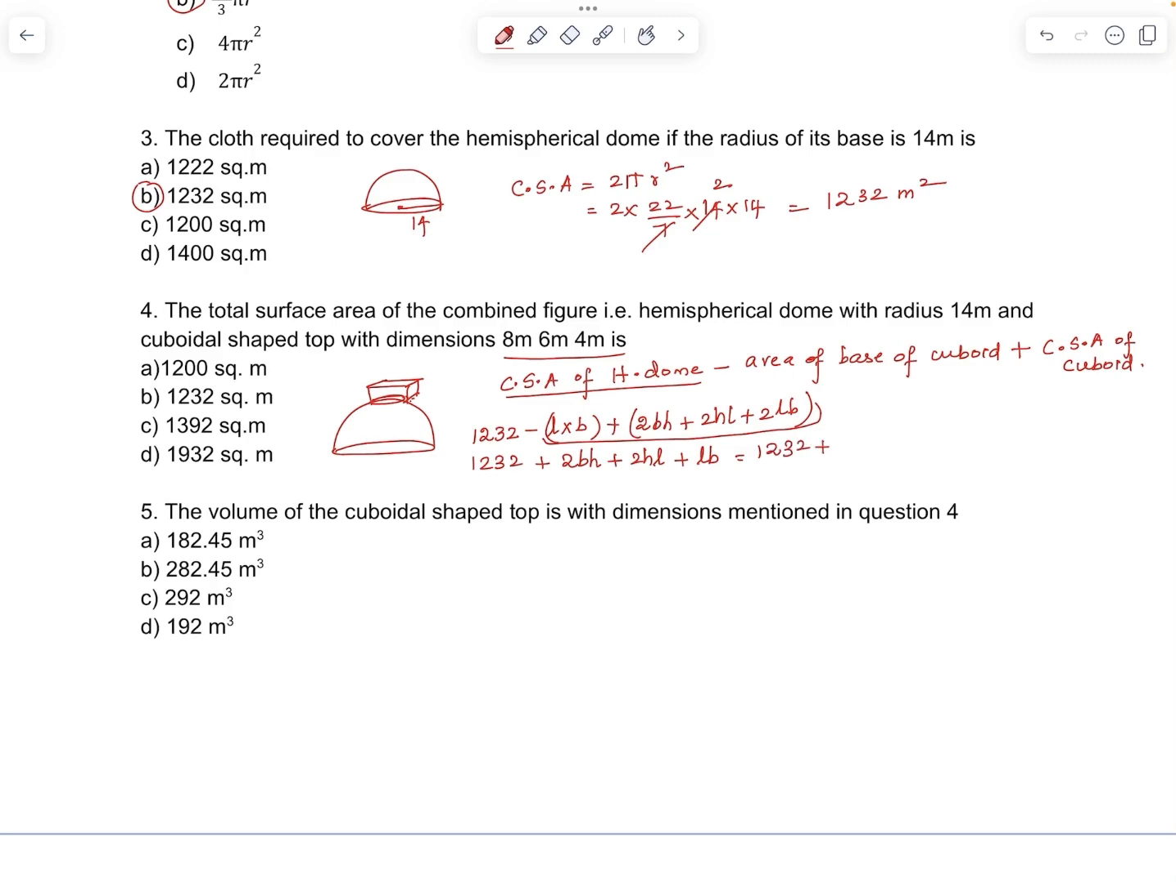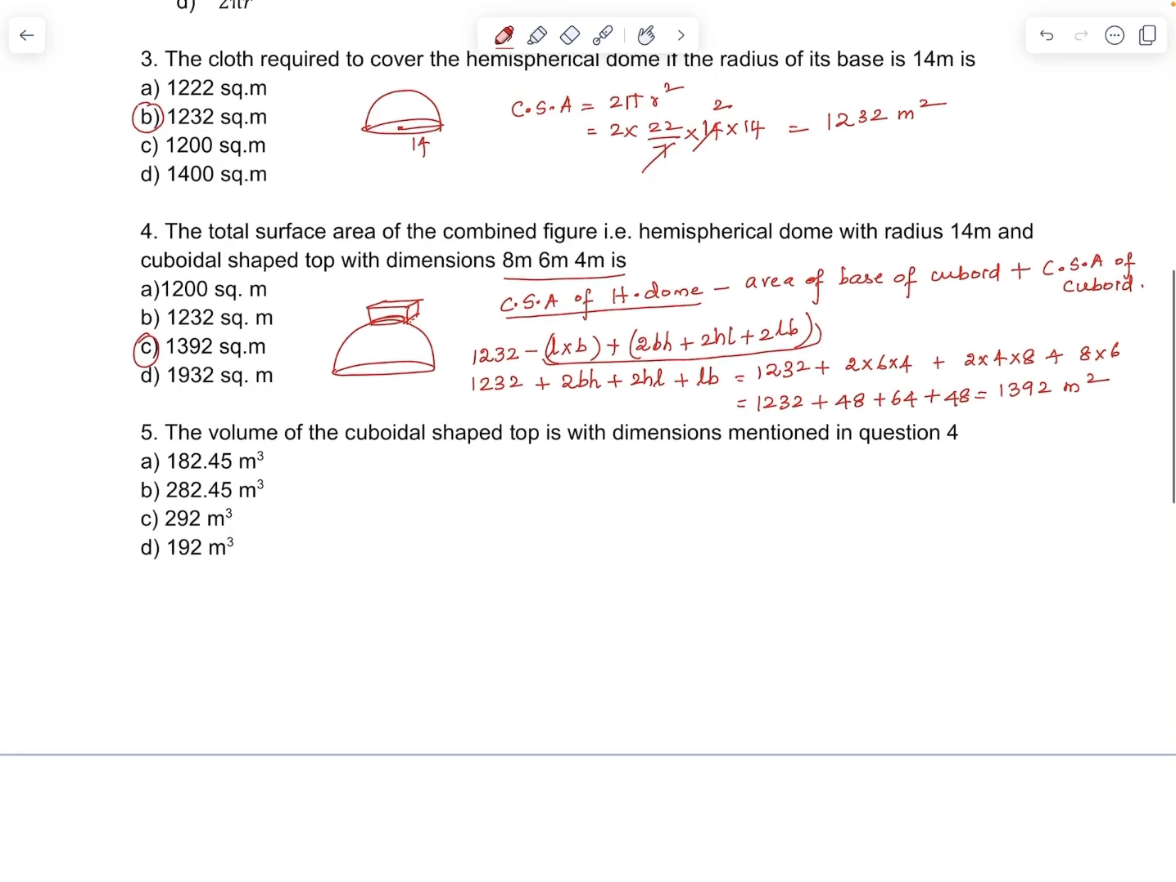1232 plus 2 times B is 6 and H is 4 plus 2 times 4 into H is 4 and L is 8 plus L is 8 and B is 6, which gives us 1232 plus 48 plus 64 plus 48, which is 1392 meters square, and the answer is C.